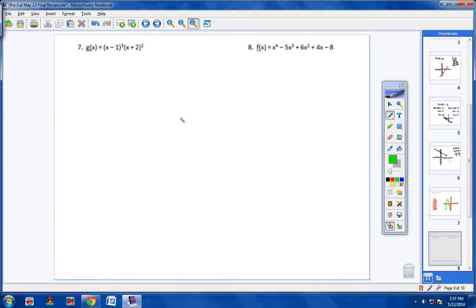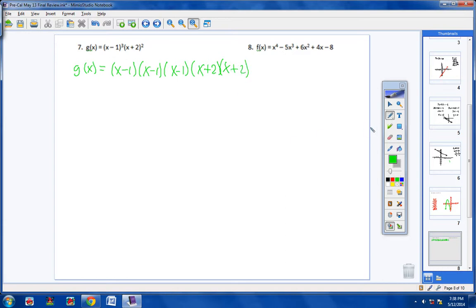Okay, now these are the ones that are pretty difficult. First of all, let's take a look at this function right here. This is obviously a polynomial function, and it's already factored for you, okay? So we know that what we have is really this. And the steps I gave you were this.